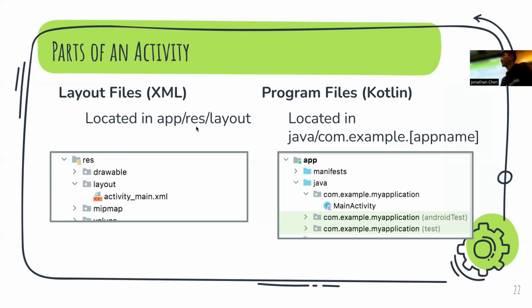And then just like how an activity is composed, you have layout files in XML. Layout files are basically how your UI is defined, like where a button is on the screen, where different text boxes are, and how they relate to each other. And then the program files written in Kotlin are under this nested folder. It's in Java, and then the name of your package.